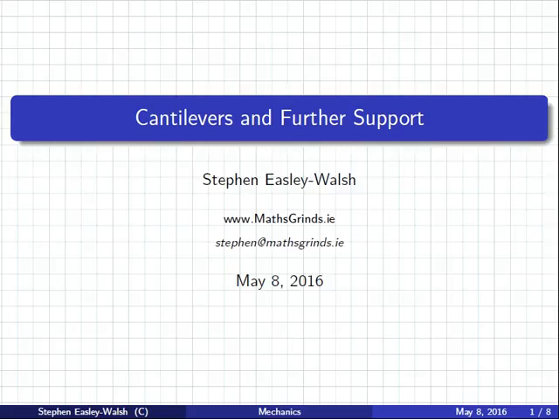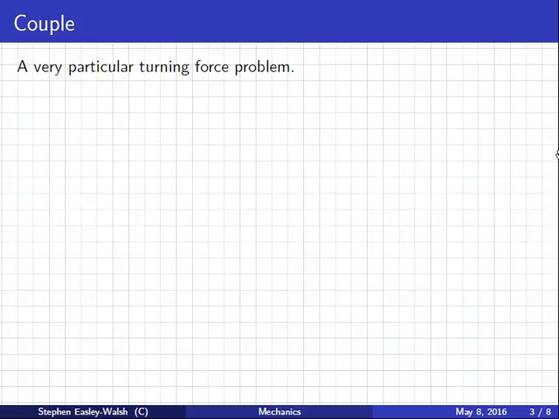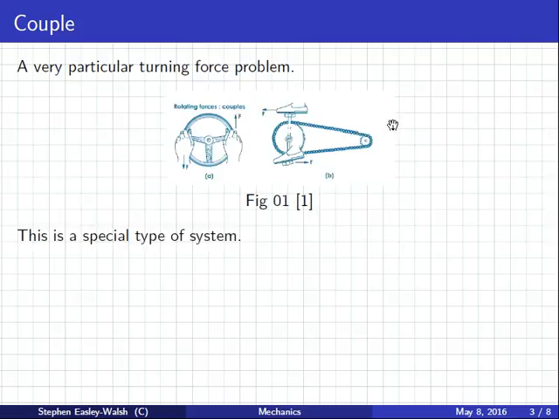Okay. So here's a very particular turning force problem. You see these quite a lot, where you have one force up and one force down, and the forces are equal. The same with the bicycle, one force left and one force right. And this is a special type of system.